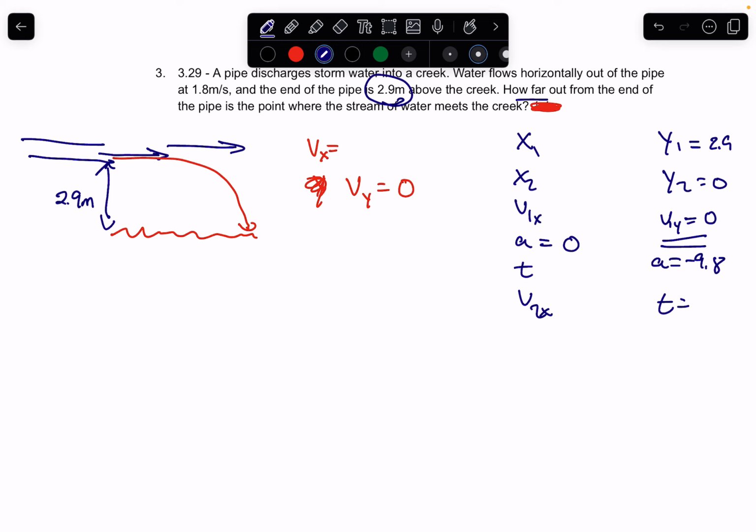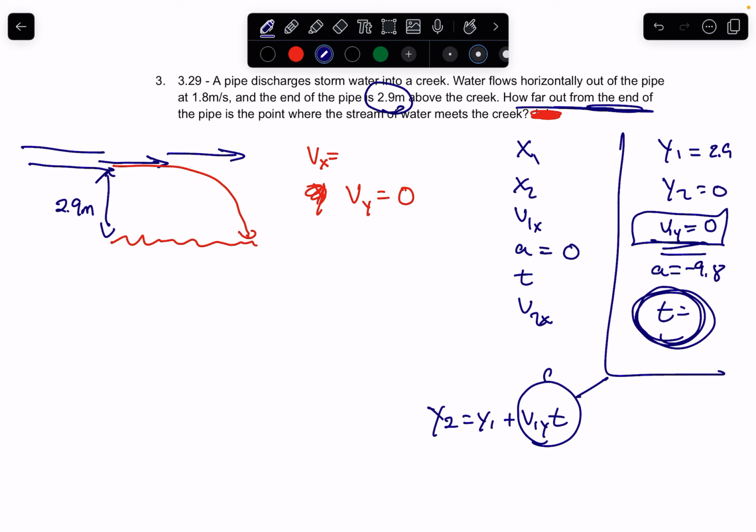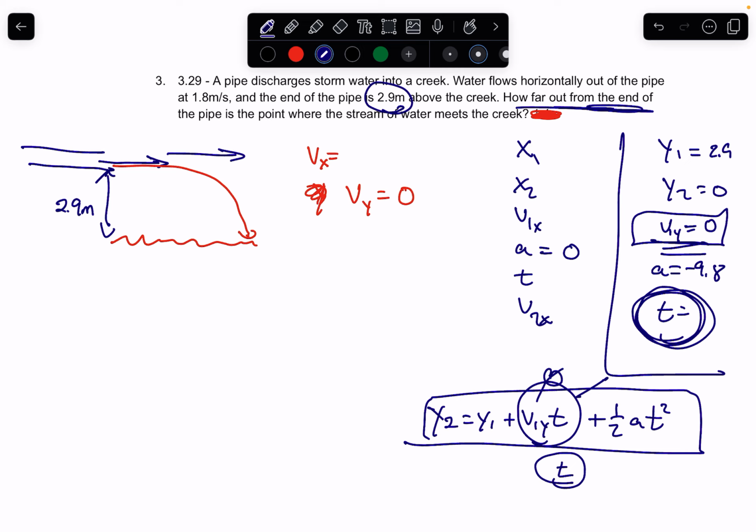So you're trying to find out how far out you are from the creek. So the trick is to use the y equation to find the time. Now, you know the v1y is 0, super duper crazy important. And I used the y equation, y2 equals y1 plus v1y t, now remember this is 0 because v1y is 0, plus 1/2 at squared, and acceleration, of course, is negative 9.8. So you can use this equation and you can solve for time.